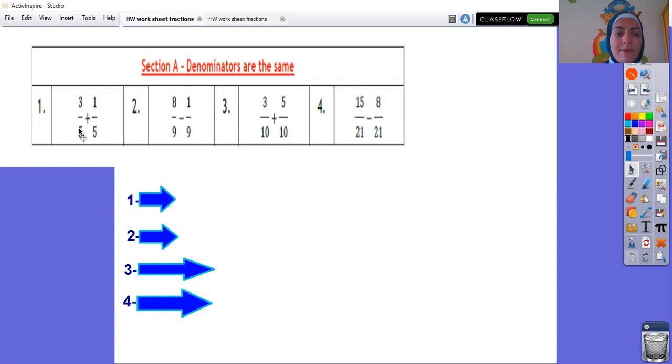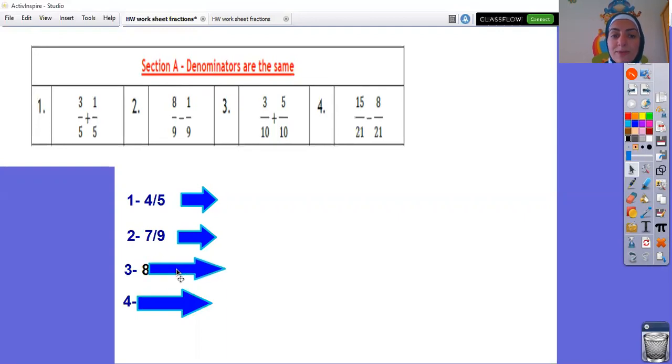So here we have 3/5 and 1/5. When we add them, it's going to be 4/5. The same thing here: 8/9 minus 1/9 equals 7/9. And the third question, 3/10 plus 5/10. 3 plus 5 is 8, so it's 8/10.